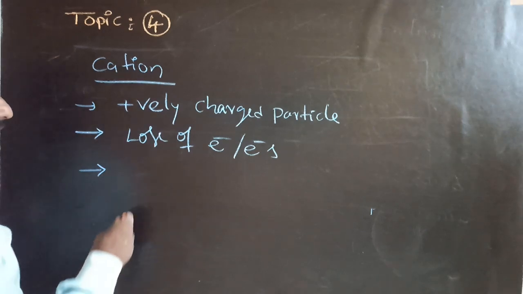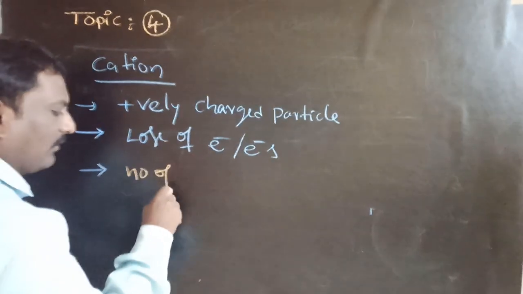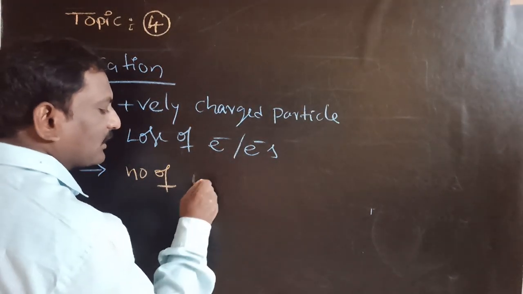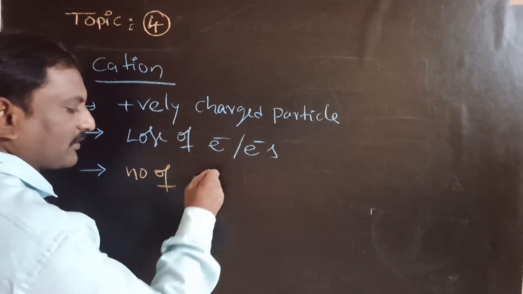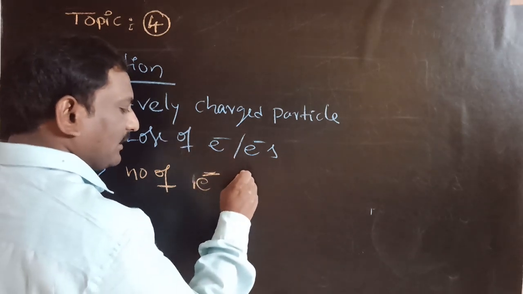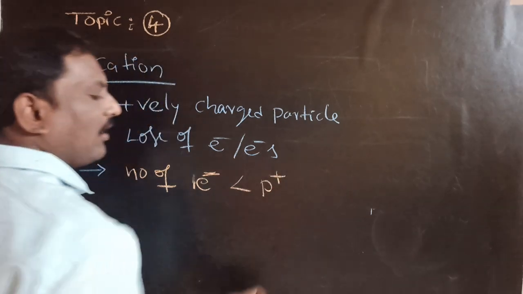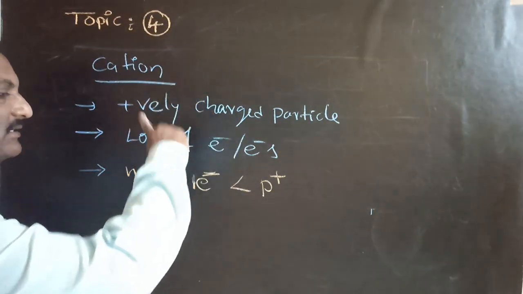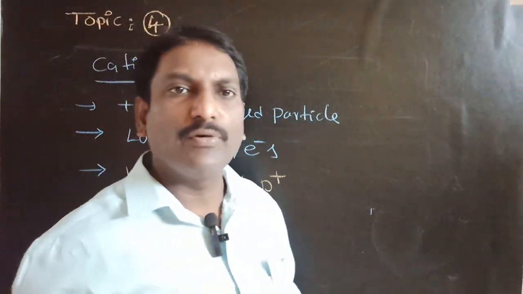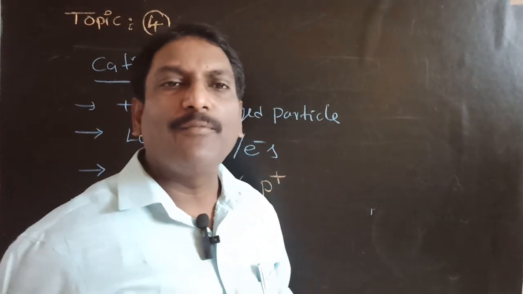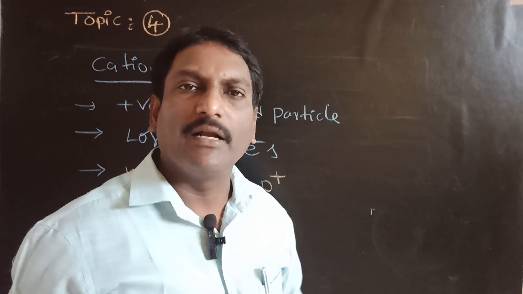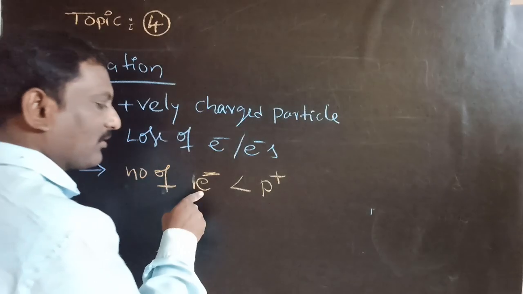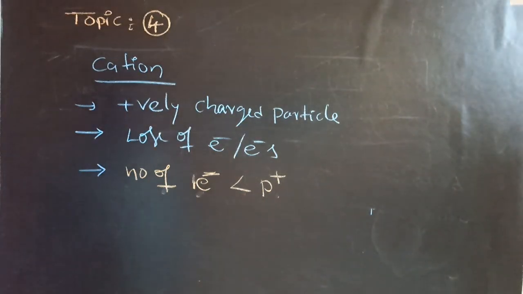In case of cation, the number of electrons is less than protons, or the number of protons is greater than electrons, because cations are formed by the loss of electron. If it loses an electron, the number of protons increases relative to electrons, and the number of electrons decreases. So that's why in case of cation, the number of electrons is lesser than the number of protons. Next point.